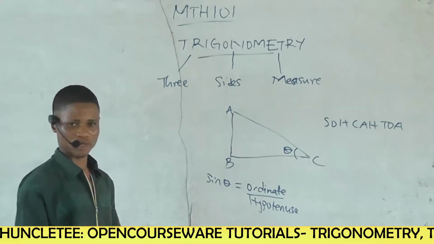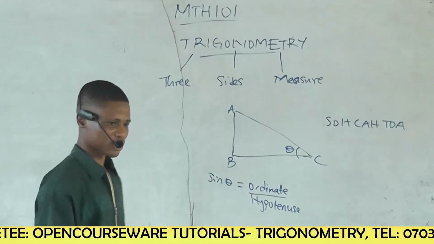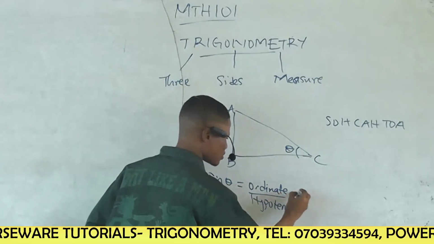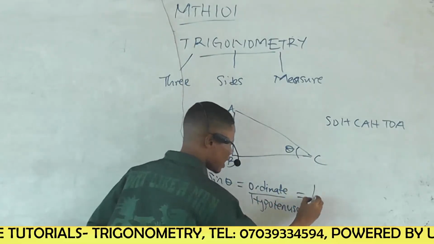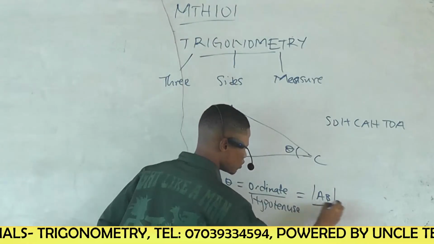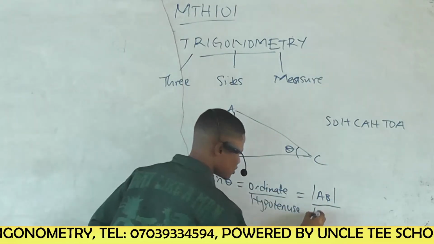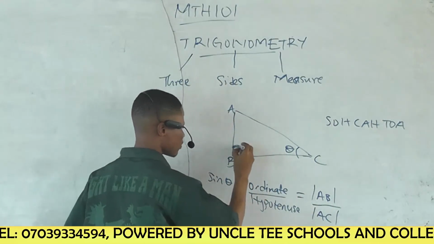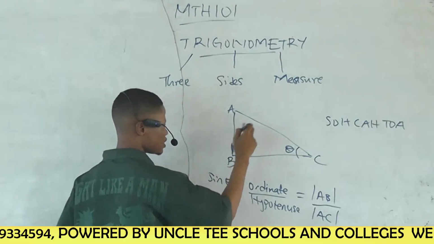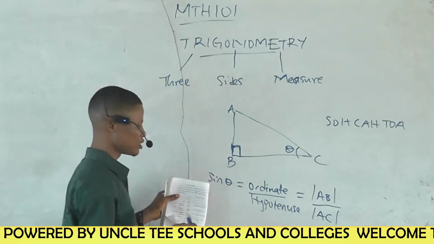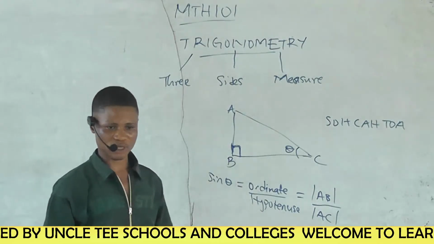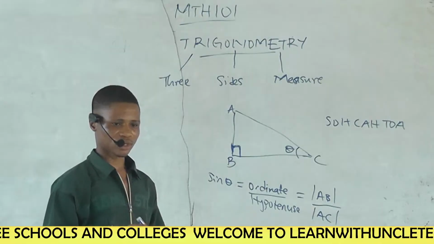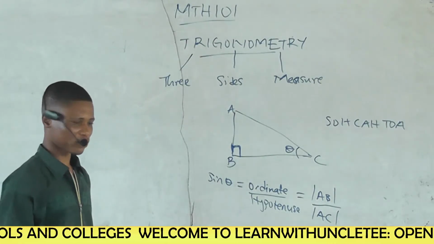In mathematics, we make use of ordinate. So this side is called ordinate. That means it is equal to line AB over line AC. The side facing the 90 degree angle is called the hypotenuse, and it's always the longest side. Okay? So hope you are following.